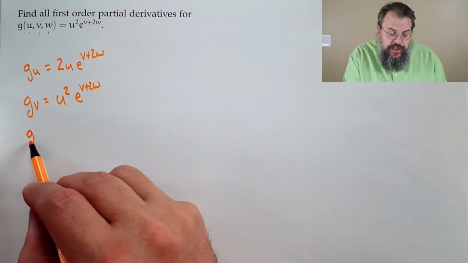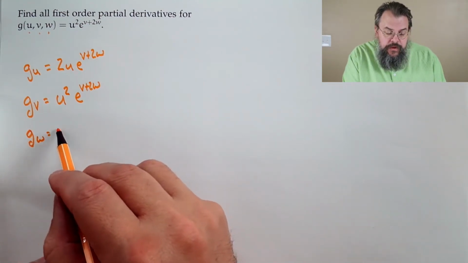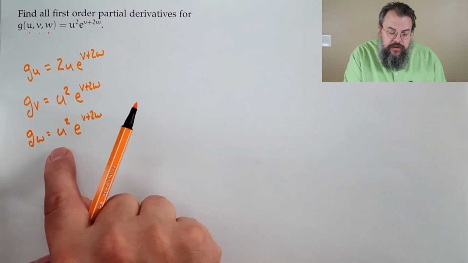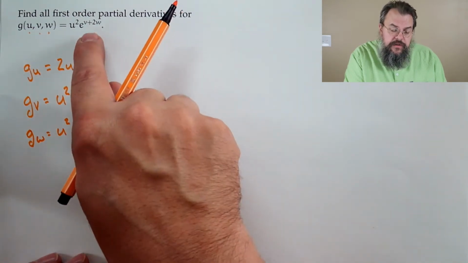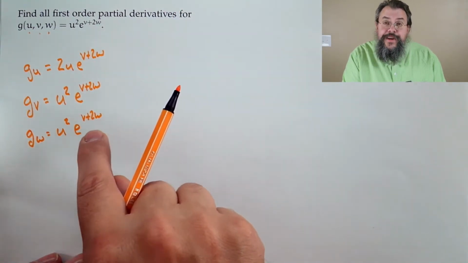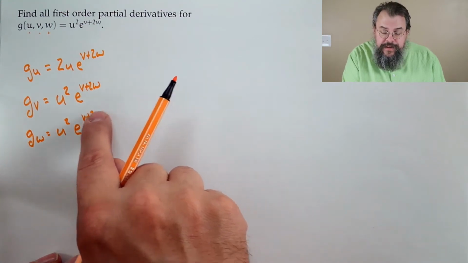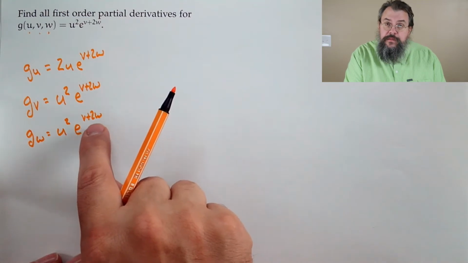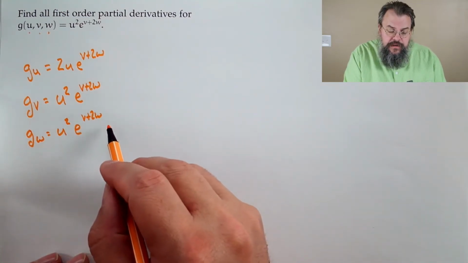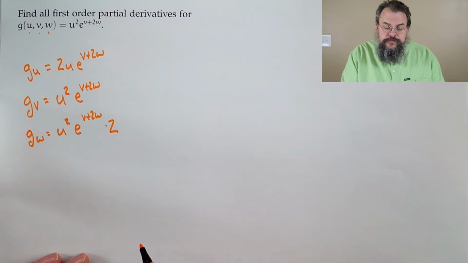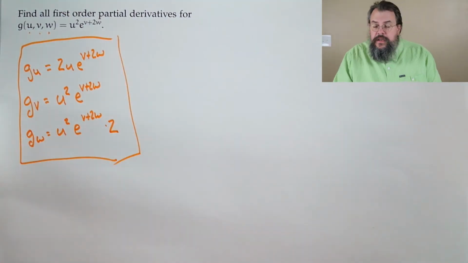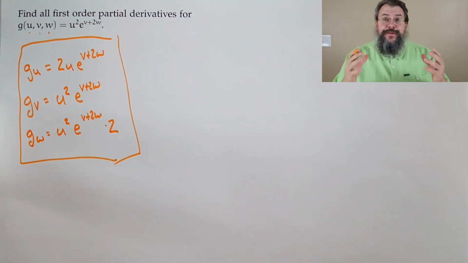And g sub w, u squared, great, e to the v plus 2w, right? Now why u squared? Because it's a constant. The derivative of e to something is e to something times the derivative of the inside, the something. We're taking the derivative with respect to w, and therefore the derivative of v plus 2w with respect to w is 2. And we're done. See, it's really just saying take the derivatives like you used to. It's the same principles in play.